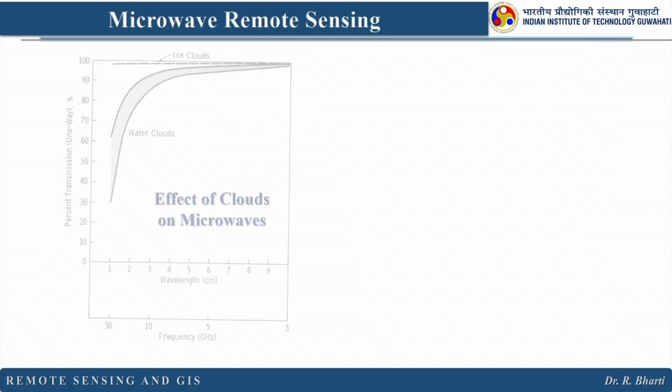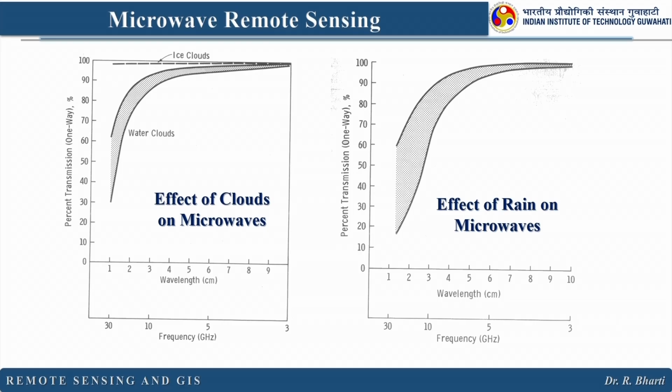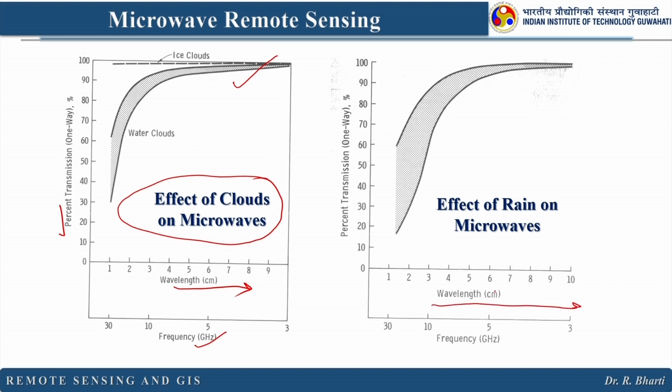So let us see why this microwave energy is used in many applications. First of all, the effect of clouds on microwave is very minimum. Here you can see this curve, this is the percent transmission and this is the frequency, or you can see this wavelength, right. As we are increasing the wavelength, what is happening here? The transmission is maximum, you can see. At the same time, for the effect of rain on microwave, as we are increasing the wavelength, the effect of rain is very less, right. This is again percent transmission.